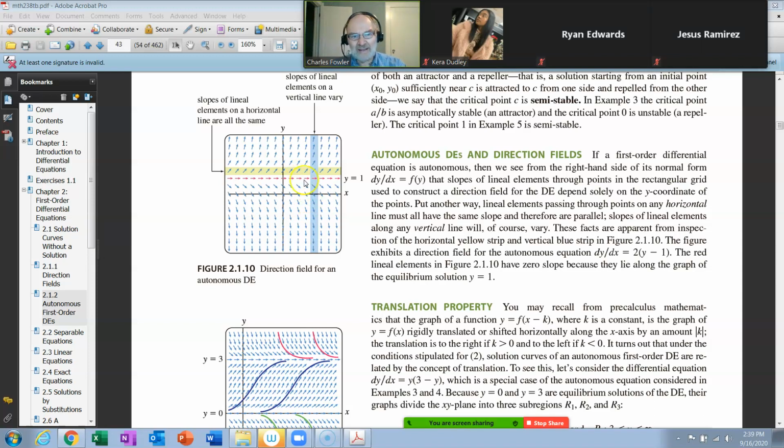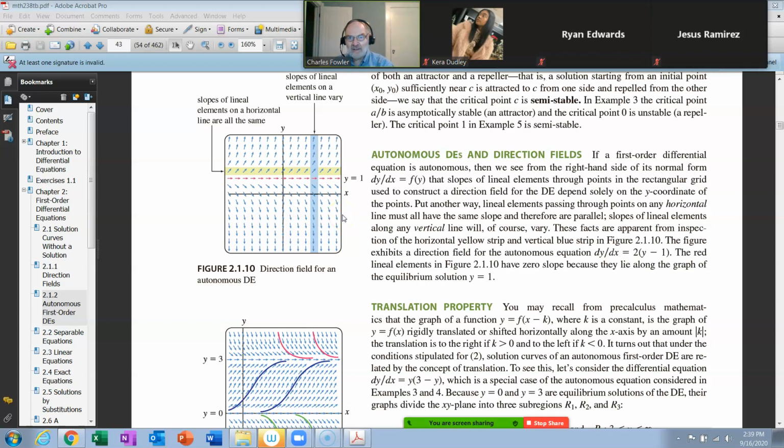Now, we're just saying that when y is greater than 1, these are all positive slopes, and when y is less than 1, that makes the slopes negative, because y minus 1, if y is less than 1, will be a negative number multiplied by 2, so that makes them all negative. So below y equal to 1, all these slopes are downward.